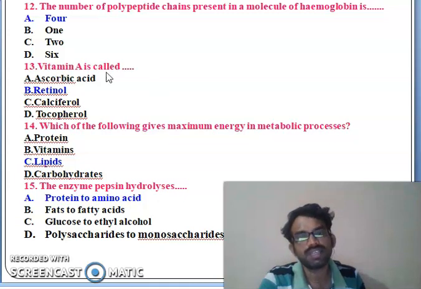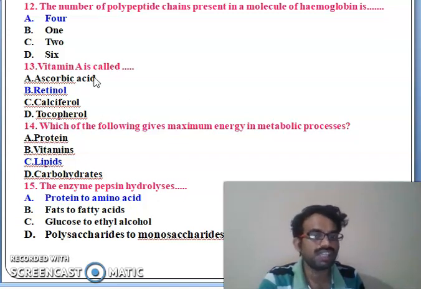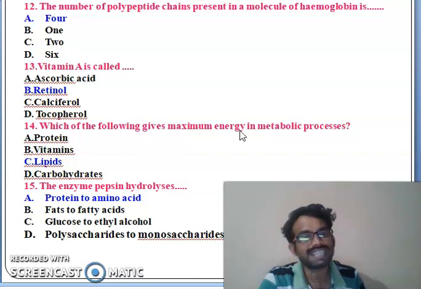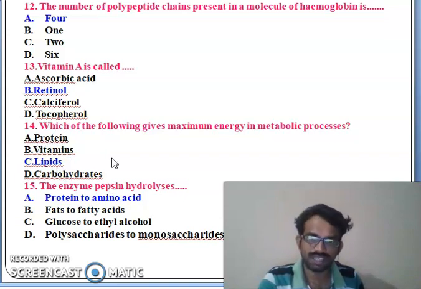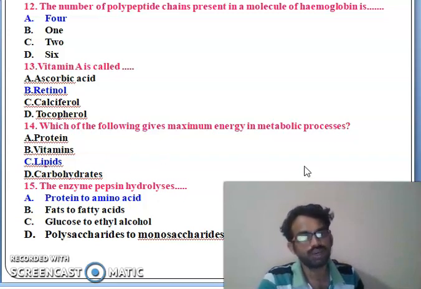Next one: vitamin A is called ascorbic acid, retinol, calciferol or tocopherol. So vitamin A is nothing but retinol, especially important for the eyes. Which of the following gives the maximum energy in metabolic process? Proteins, vitamins, lipids and carbohydrates. So lipids give the maximum energy for metabolic processes.